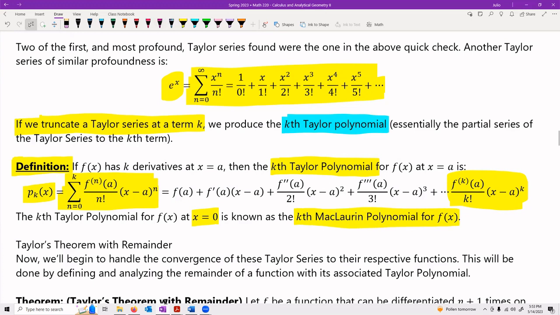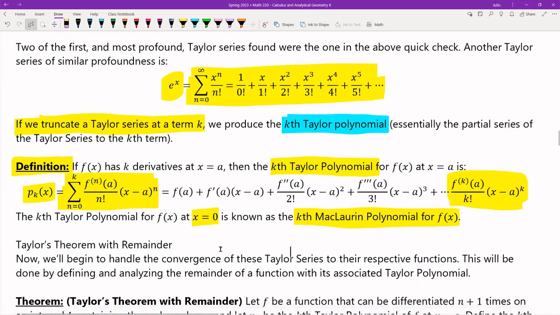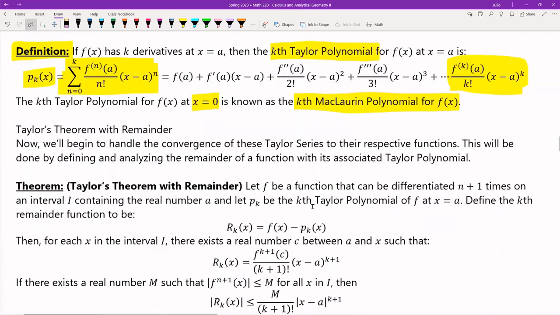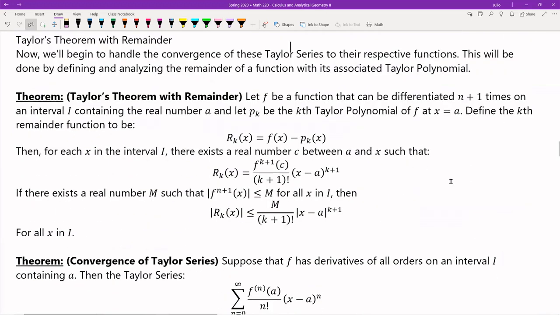That's it. Okay, so there's an important thing behind the kth Taylor polynomial and the kth Maclaurin polynomial, and that has to deal with the remainder theorem for Taylor's expansions. So the first thing I'm going to do is define what's called the remainder function. That remainder function is this, and that is equal to the function itself minus the Taylor series expansion for it.